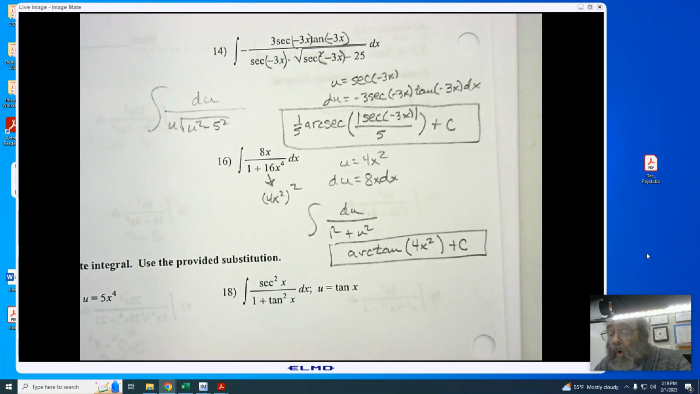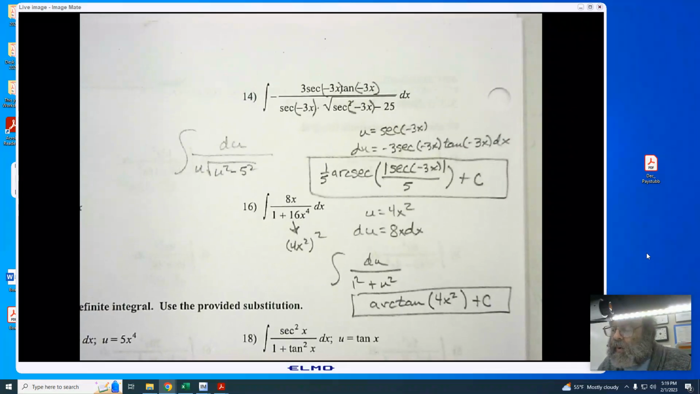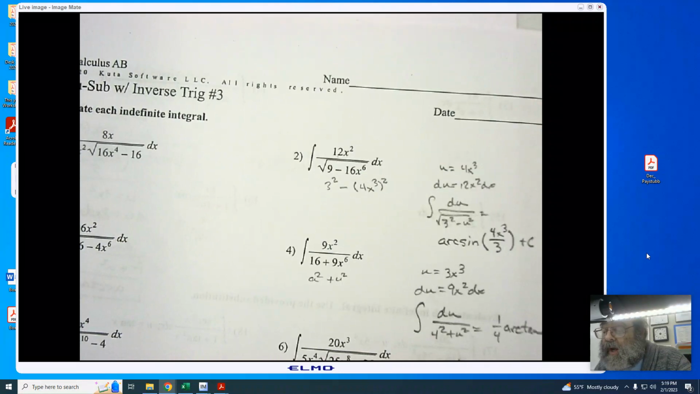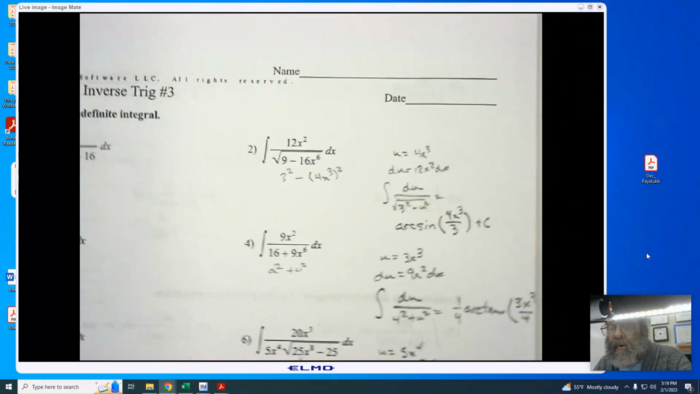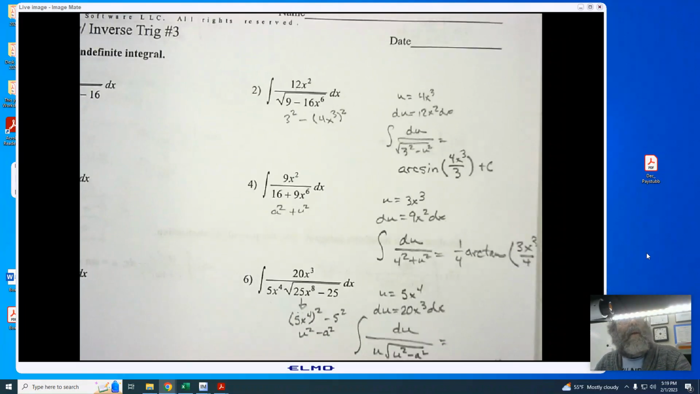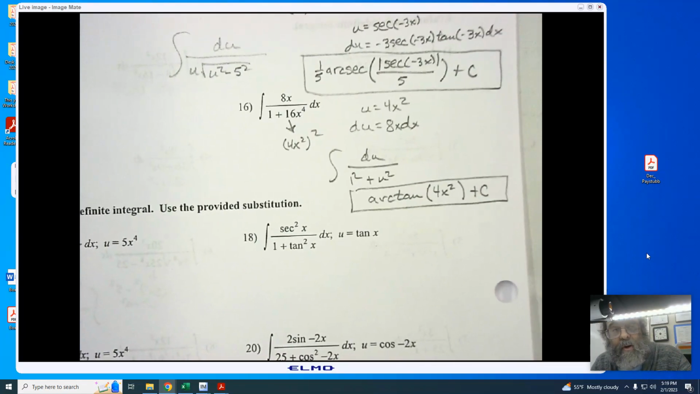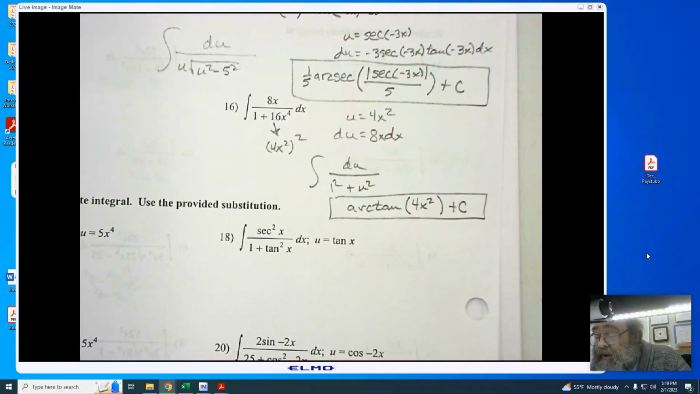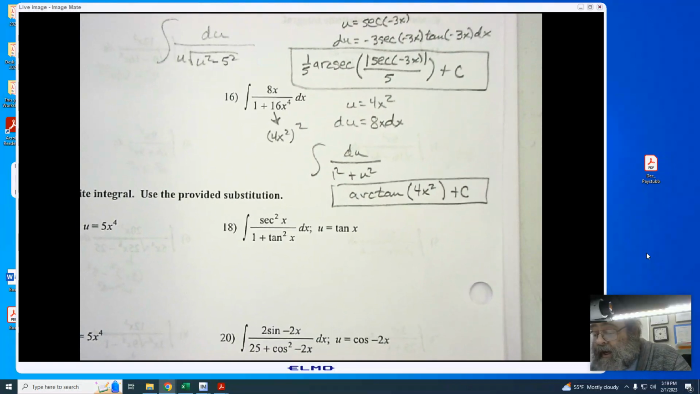This ends part 1 of classwork number 5, working with the u sub with inverse trig number 3. In part 2 I will be finishing with numbers 18 through 24, using substitution to find each indicated indefinite integral.